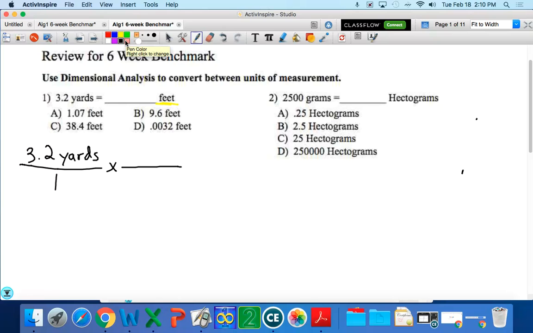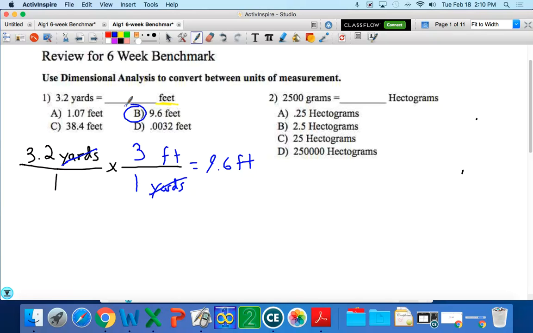Well, there's actually a direct correlation between yards and feet. Of course, there are 3 feet in 1 yard. That means I need yards to go on the bottom so that units can cancel out with units, and feet have to go up top because that's what we want to finish with. It takes 1 yard to make 3 feet, or vice versa. Now I see my unit cancellations, so all I'm left with is feet like I wanted. 3.2 times 3 is going to be 9.6 feet. Nice little easy start.